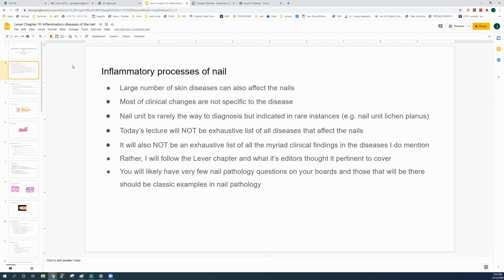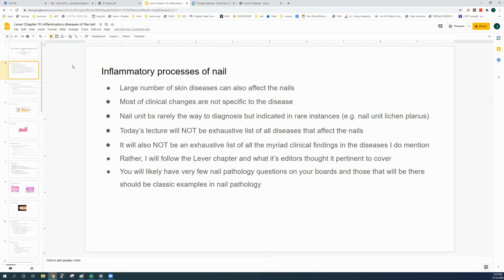So inflammatory processes of the nail, just a few comments. A large number of skin diseases can also affect the nails. Most of the clinical changes are not specific to the disease. Nail unit biopsy rarely is the way to diagnosis, but is indicated in rare instances, for example, nail unit lichen planus.